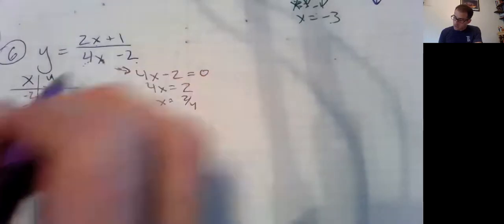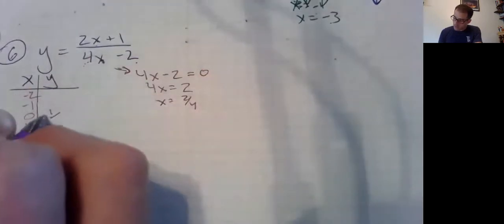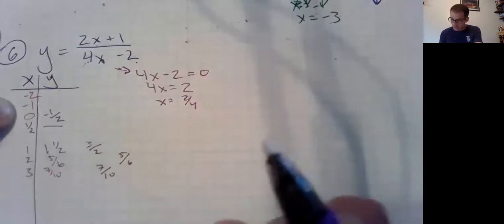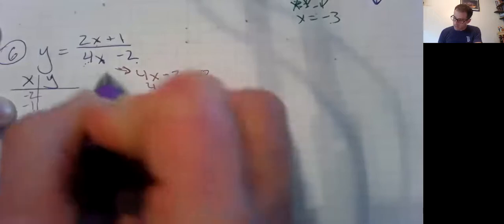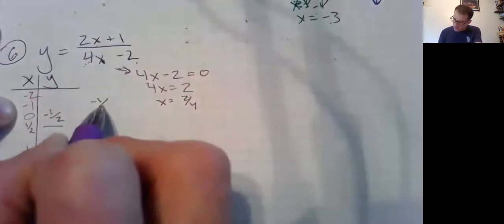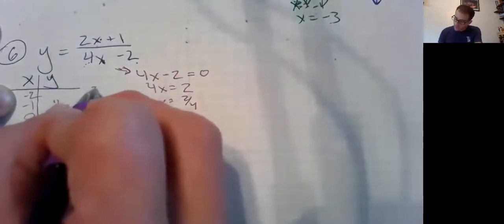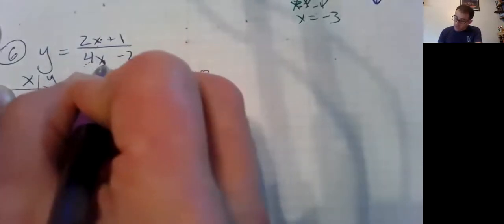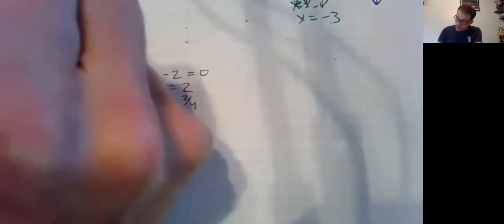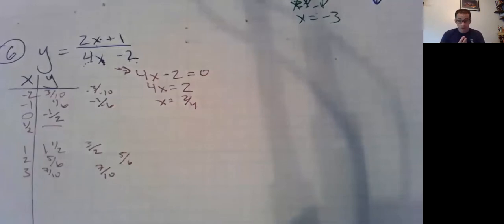0. Well, 0 plus 1 is 1. 0 take away 2 is -2, so -1/2. Let's plug in -1 carefully. -2 plus 1 is -1. -4 take away 2 is -6. So we have 1/6. -4 plus 1 is -3. -8 take away 2 is -10, so that becomes 3/10. Check my work, please. Make sure it's correct. Check your work.